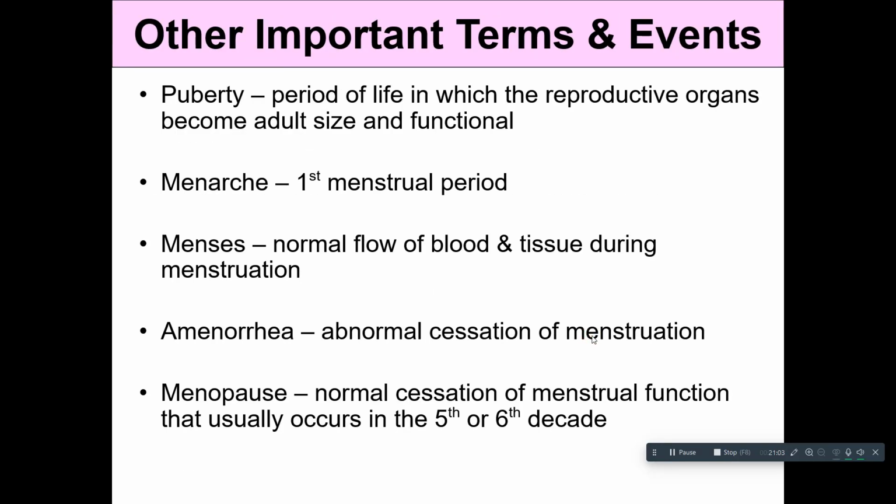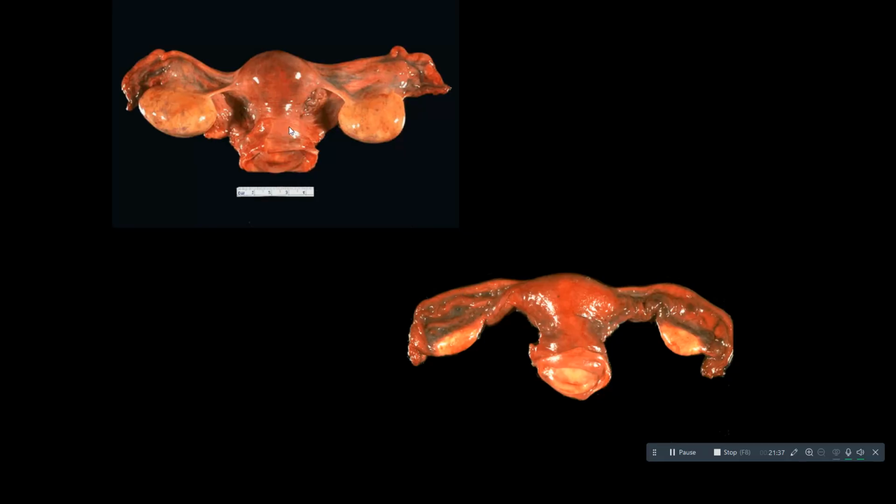Okay, some important terms and events. Of course, puberty is that period of life in which the reproductive organs become adult size and functional. The first menstrual period is known as menarche. Menses refers to the normal flow of blood and tissue during menstruation. An abnormal cessation of menstruation is amenorrhea. Menopause is the normal cessation of menstrual function that happens in a person's fifth or sixth decade, so in their 40s or their 50s.